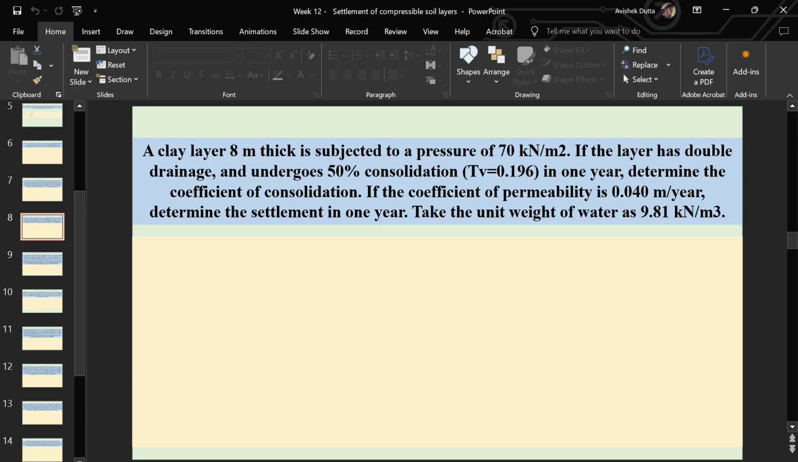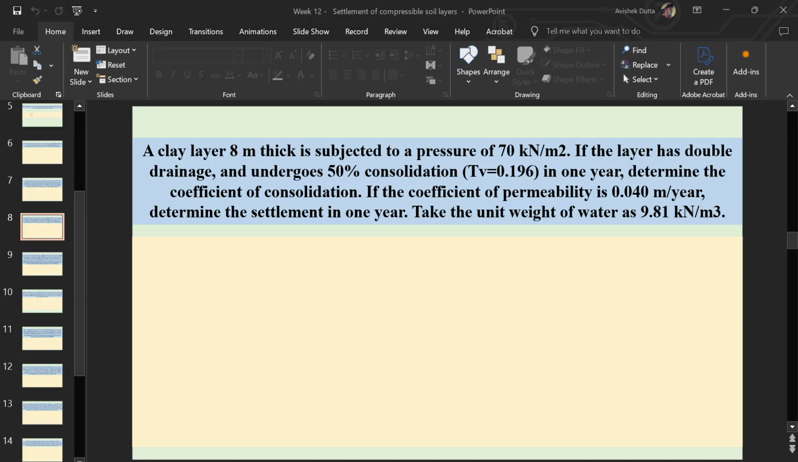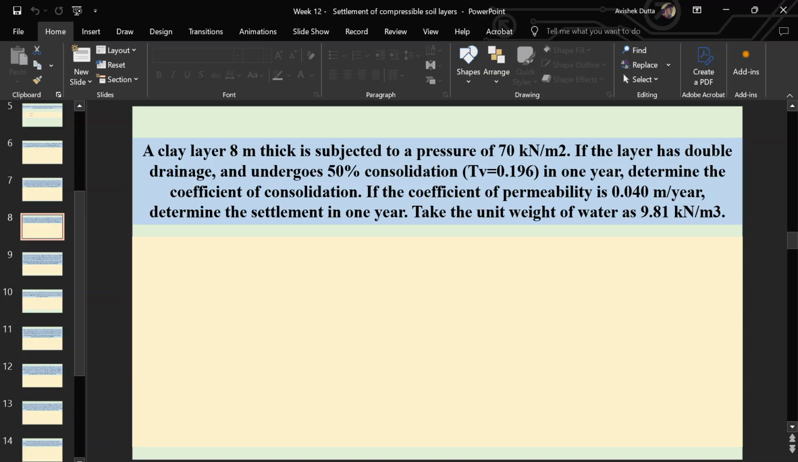I repeat the question. A clay layer 8 meter thick is subjected to a pressure of 70 kilonewton per meter square. If the layer has double drainage and undergoes 50% consolidation, Tv equal to 0.196 in 1 year, determine the coefficient of consolidation. If the coefficient of permeability is 0.04 meter per year, determine the settlement in 1 year. Take the unit weight of water as 9.81 kilonewton per meter cube.